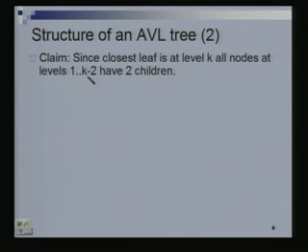Every node on these first k minus 2 levels has to have 2 children, right? And why have I said k minus 2 and not k minus 1? A node at level k minus 1 can be a leaf. If it has one child, that child will be a leaf. So let us prove this by contradiction.